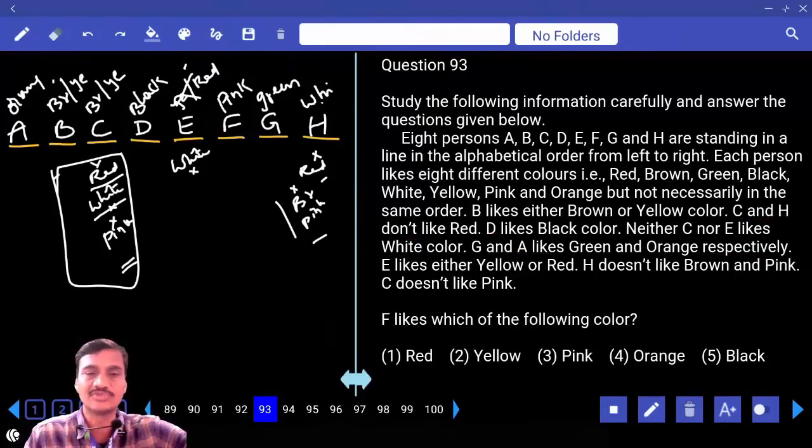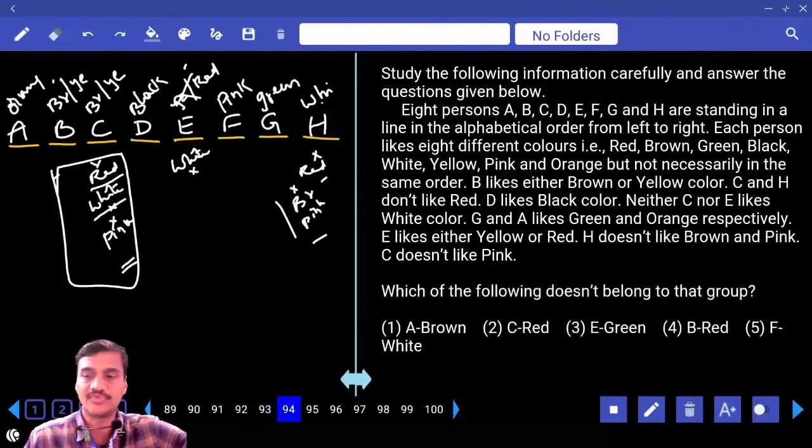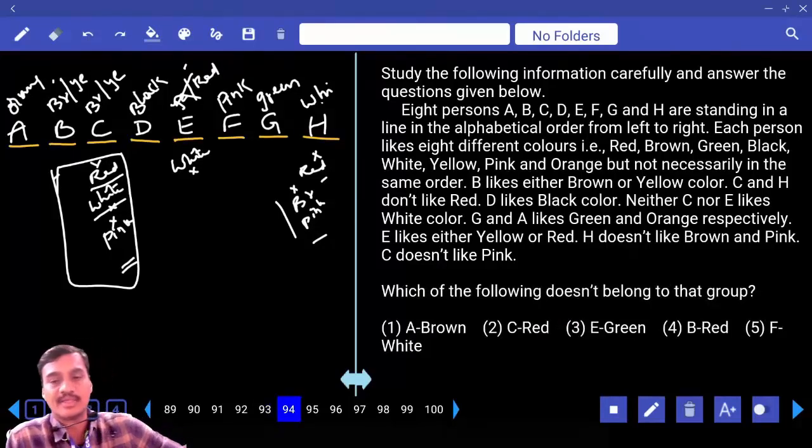Then F likes which of the following colors? F likes pink color, that is choice 3, question number 93. Then 94, which of the following does not belong to the group? A and brown may be adjacent or one person between. C and red.